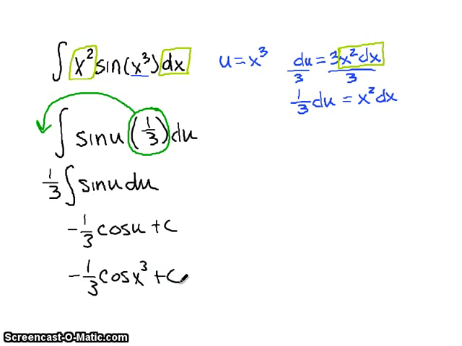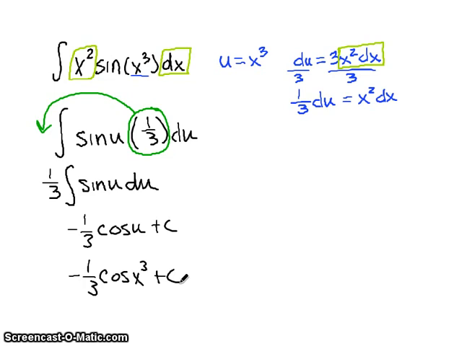If you want to make sure that you did this correctly, you can always take the derivative of your function. If you take the derivative of negative 1/3 cosine x cubed, you are going to end up at x squared sine of x to the third. I'll leave that to you if you want to check it. We're not going to do that in this video.